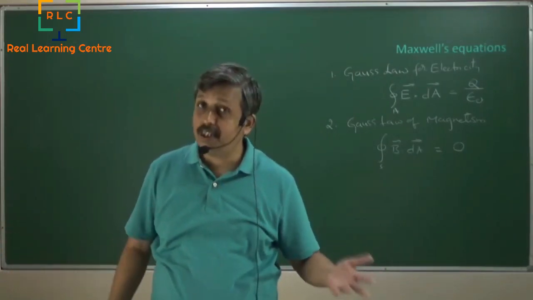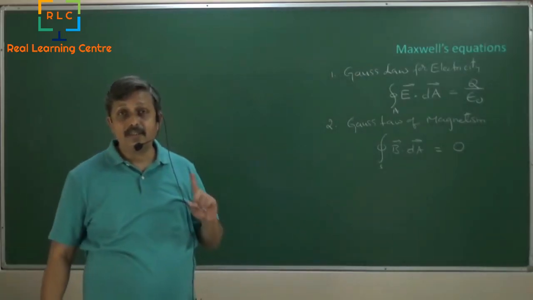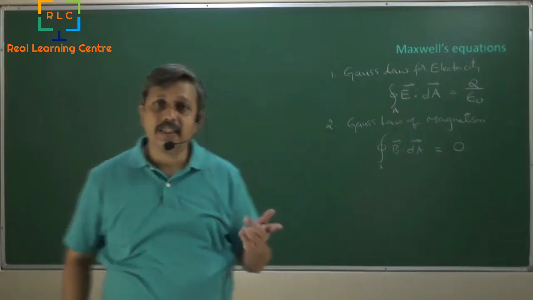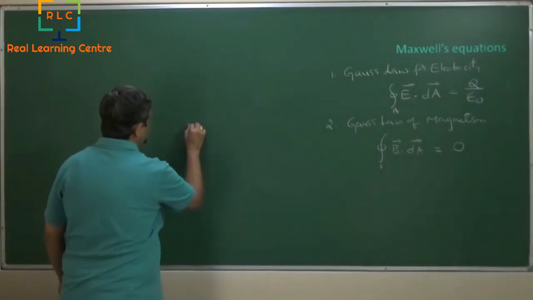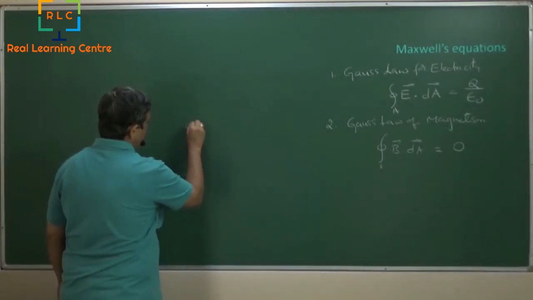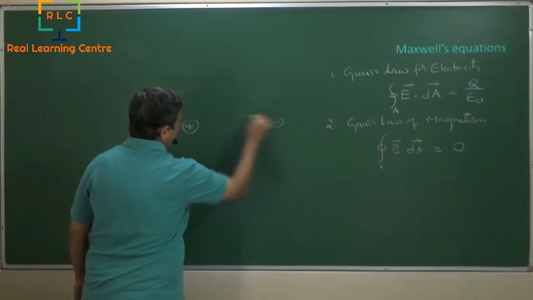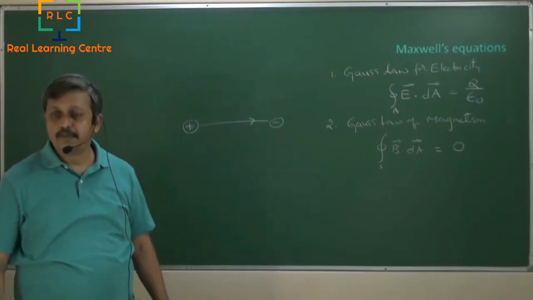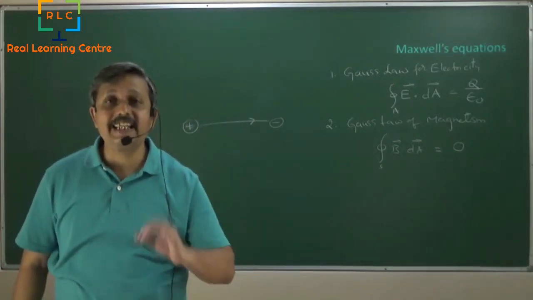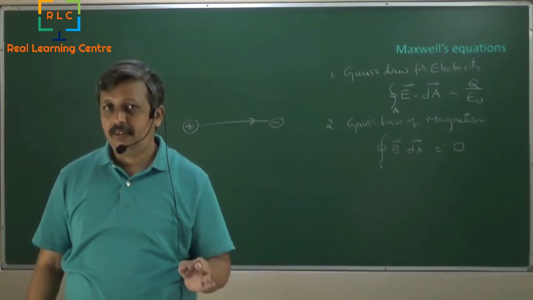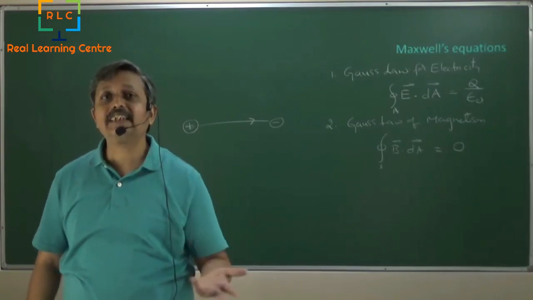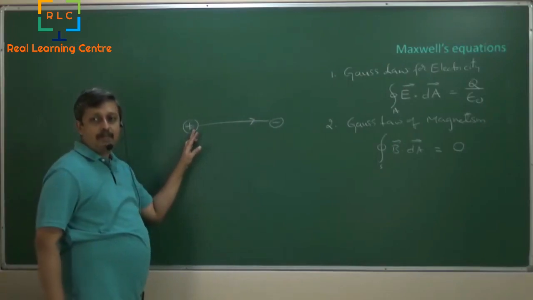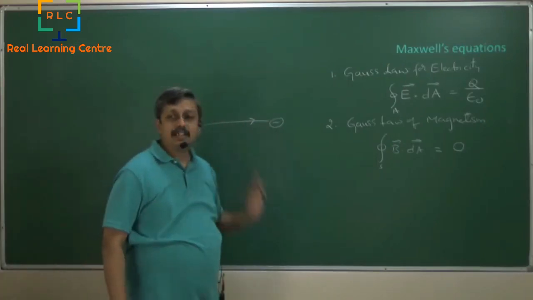Now, what does it mean? It means that in the case of charges, the electric field is always connected from a positive charge. Let us say there is a positive charge and there is a negative charge. Electric field always goes from positive to negative charge. That means the electric field has end points. So there are sources and sinks. Electric field starts at a positive charge and ends at a negative charge.